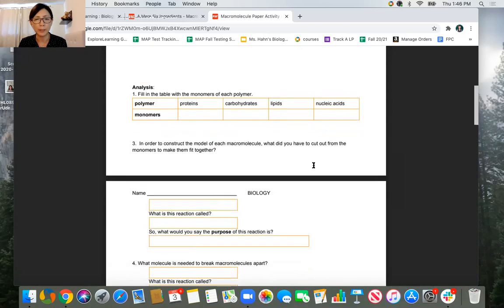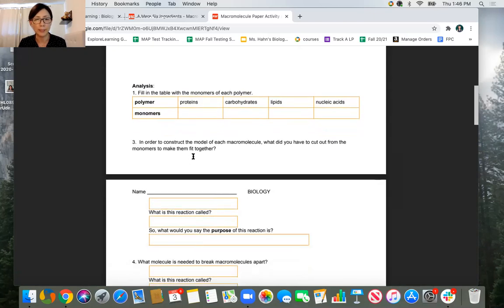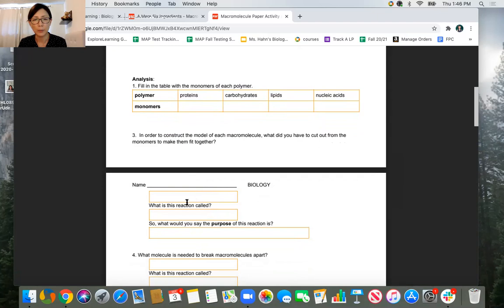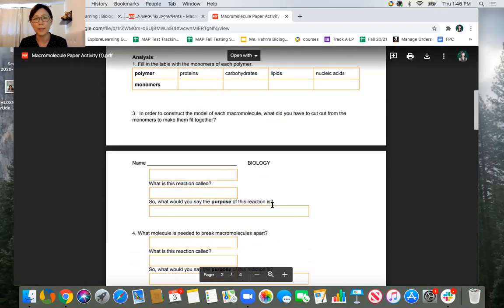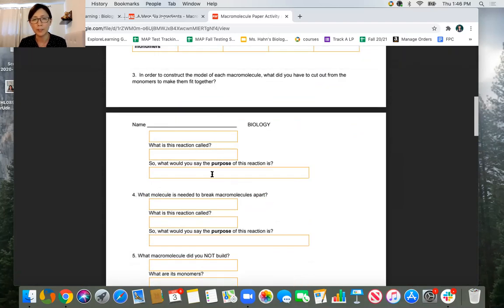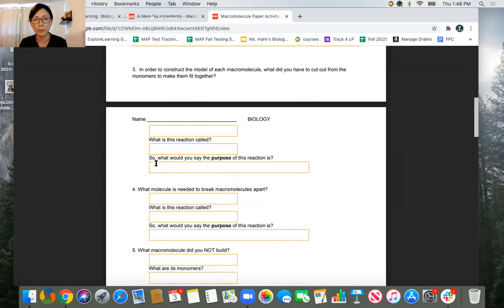And then here it's talking about what did you have to cut out to make them fit together? What is that called? Okay, remember you're taking water out, so it's dehydration something. And then what is the purpose of this reaction? So why would we need to put molecules together? Why would we need to do dehydration synthesis? In order to reassemble those monomers to make what we need for our body.